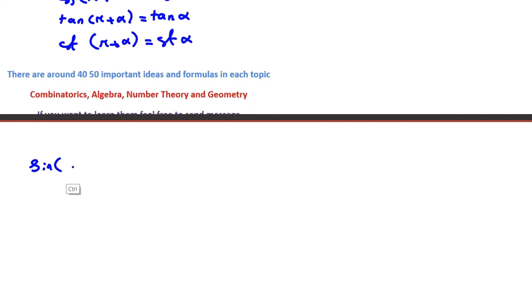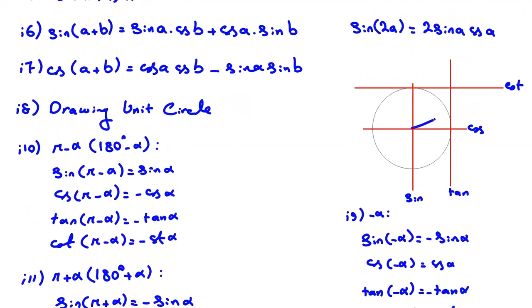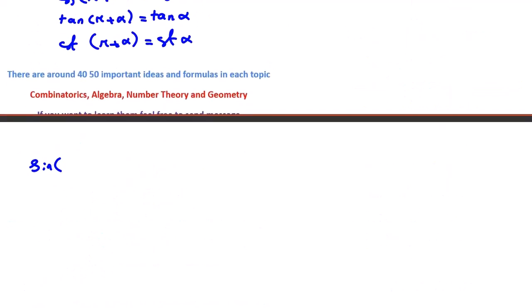For example, pi over 2 is also useful. For example, this one is alpha, and this one is pi over 2 minus alpha. If you use congruent triangles, sine of this equals cosine of this, and cosine of this equals sine of this. Okay, let's write that part also.